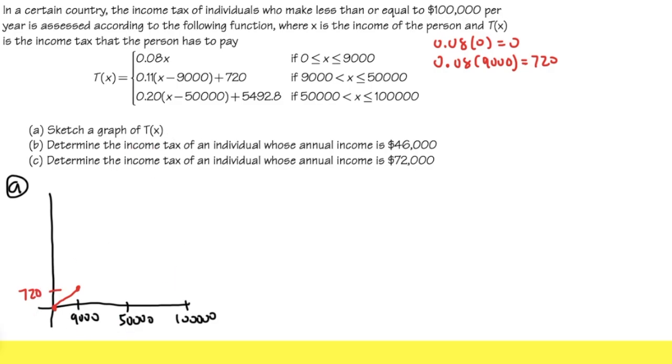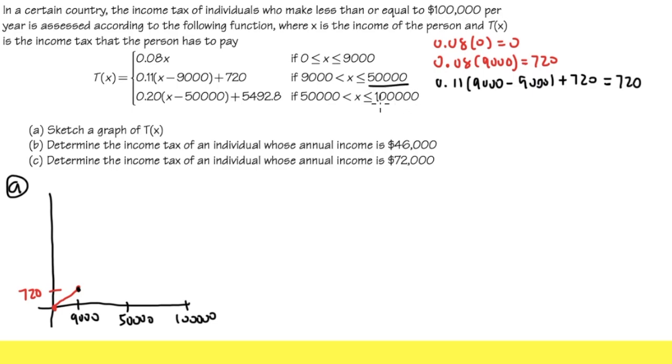And then for the next piece, I'm going to do this in black. We do the same thing. Just put 9,000 into here, and I will write down the work for you guys. This is 0.11 times 9,000 minus 9,000, and then we add 720 after that. This is just nicely equal to 0 times that, and then plus 720, we get 720. So we actually start right here. This is actually a continuous function. There's no jump, all right? And then we'll just do the other one.